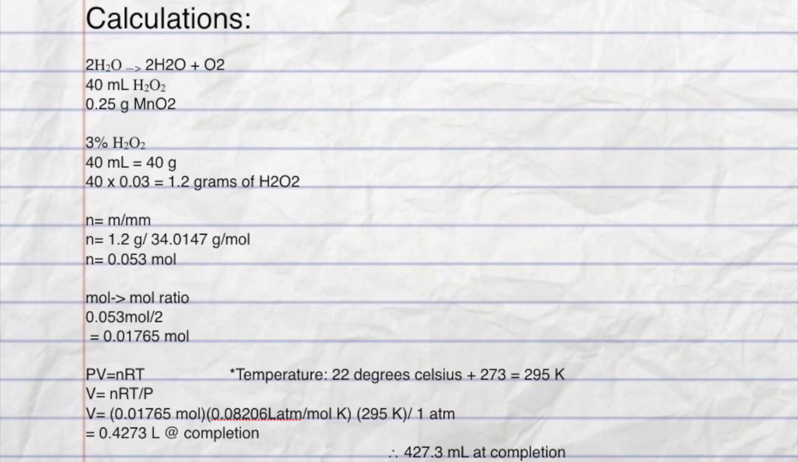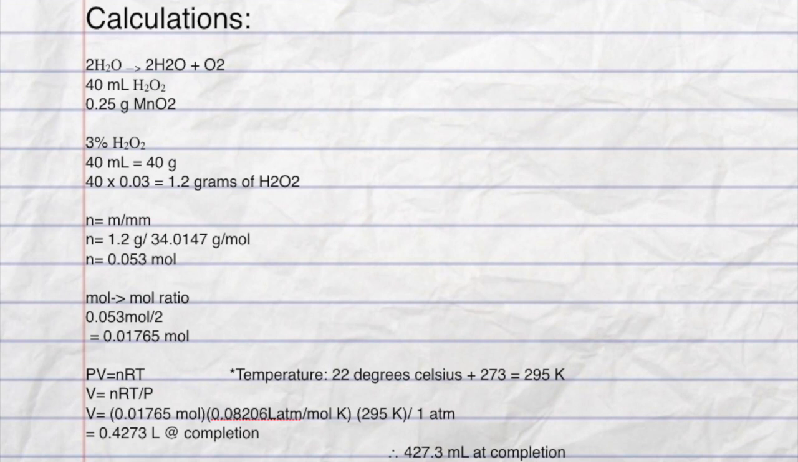For R, I used the gas constant in atm, and for temperature, I used Kelvin, as the gas constant is in Kelvin. And in order for these units to cancel out, I needed to have temperature in Kelvin as well. So the initial temperature was 22 degrees Celsius, and when I convert that to Kelvin, I add 273, and I get 295 Kelvin. And I divided that by 1 atm, as my gas constant was in atm.